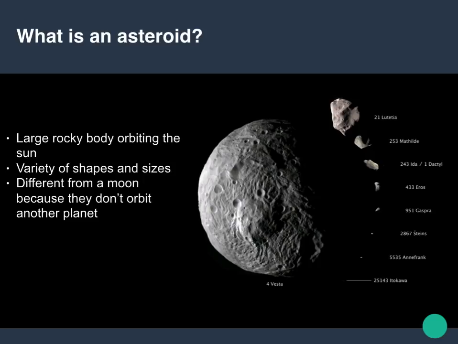And the difference between an asteroid and, say, a moon is that the asteroid is just orbiting the sun, whereas a moon orbits another body, like a planet. And some of these asteroids can actually be larger than moons. Some moons, like the moons of Pluto, are smaller than asteroids. So they range in size from meter sizes up to hundreds of kilometers large. So there's a wide range in the size of boulders that they can be.